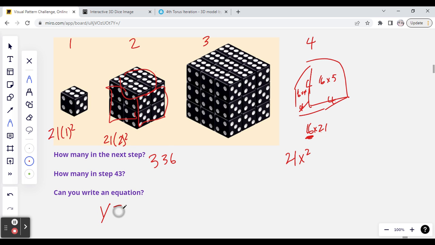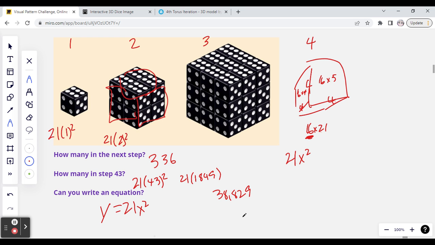I think that's our equation, y equals 21 times x squared. And now to calculate that for step 43, we're just going to plug 43 in there. So we have 21 times 43 squared. That's 21 times 1849, which my calculator says is 38,829. So 38,829 in step 43.